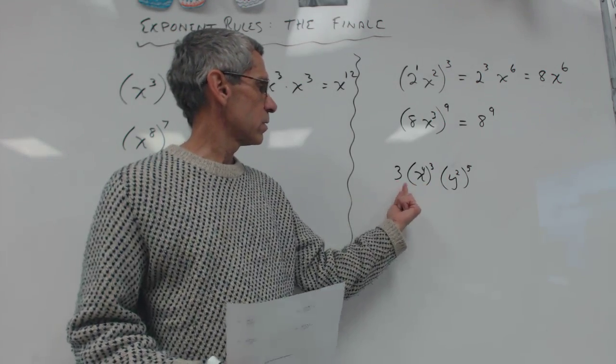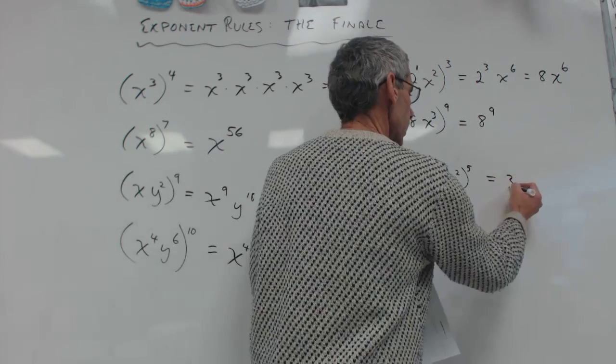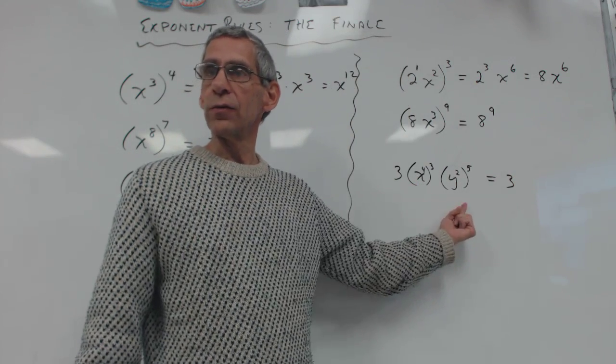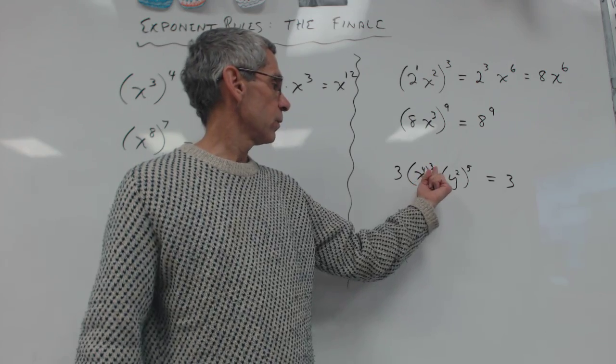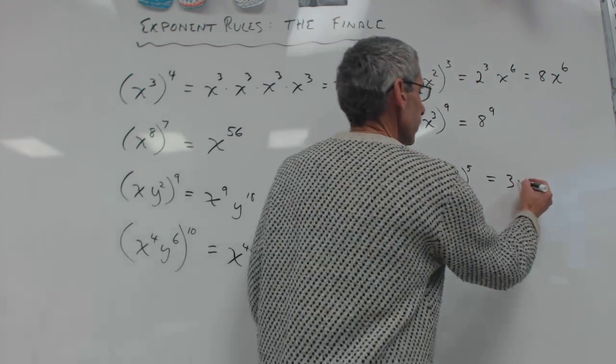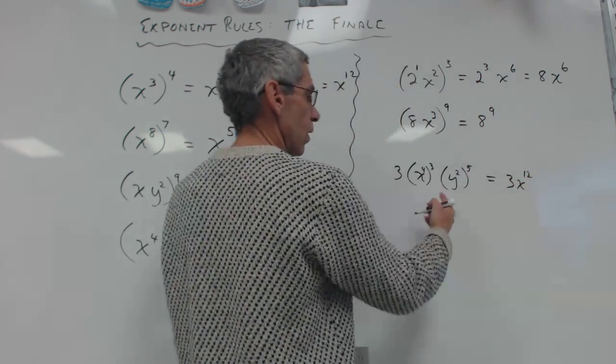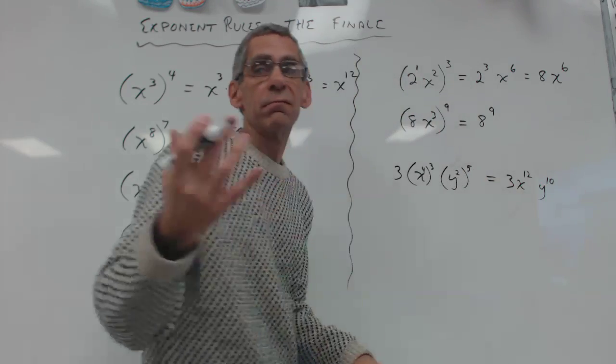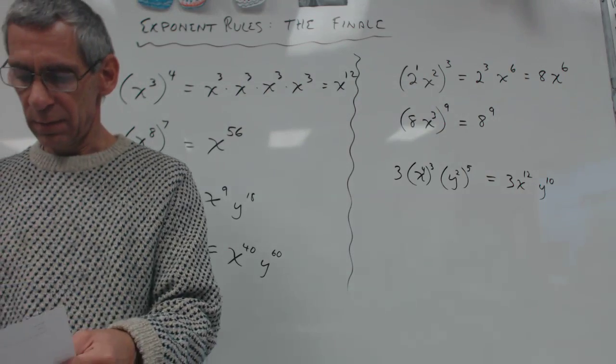So it's really just 3, right? We got a 3 there. And then we have an x and a y, right? They're not the same variables. So it's going to be x to the 3 times 4, which is 12, right? And then y to the 5 times 2, which is 10. You're done. It's easy. Piece of cake.